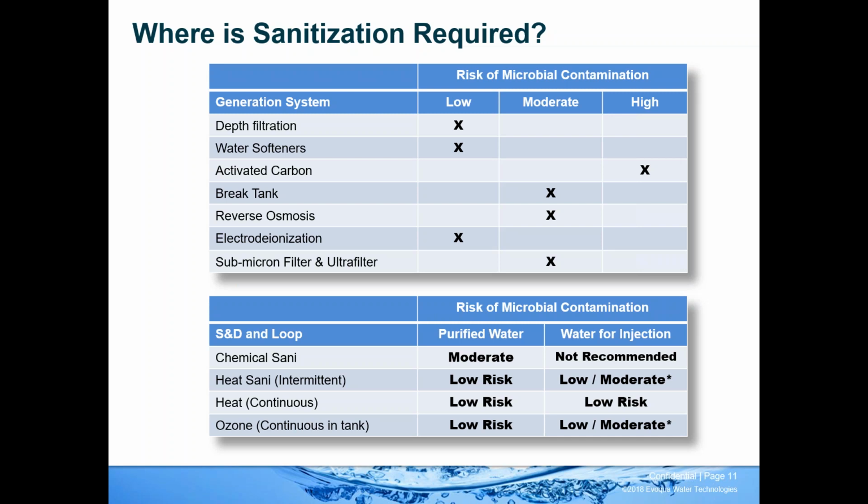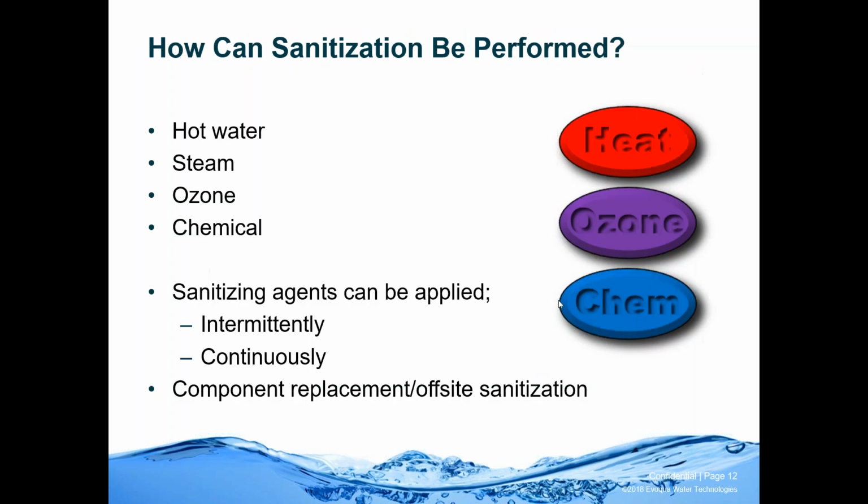In storage and distribution, the chemical sanitization, it's workable. It's the least robust. So in purified water, that could be a moderate risk for microbial contamination. It really is not recommended for water for injection and shouldn't be considered. But then either heat, intermittently or continuously, is low risk for most waters. And again, putting a moderate on intermediate heat in water for injection, it may just mean the outer half of a diaphragm valve. Maybe it isn't quite getting up to temperature. It's a cold area, a hose practices. But certainly the systems can be designed with heat to stay in specification. And the same with ozone. Ozone is the fastest growing of these sanitization procedures, and it certainly can keep systems under control.